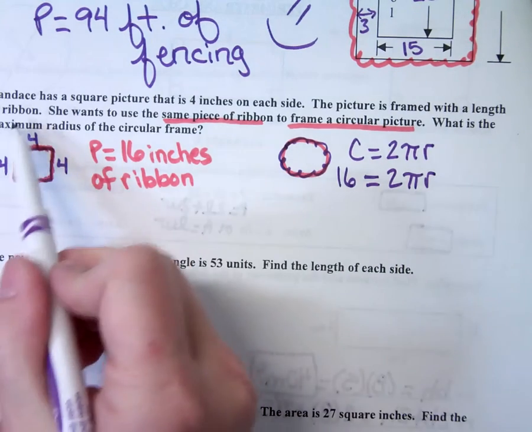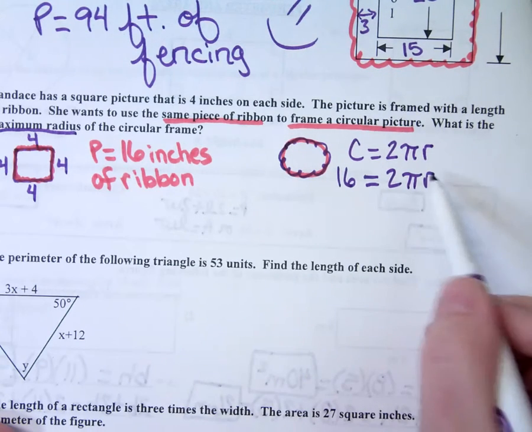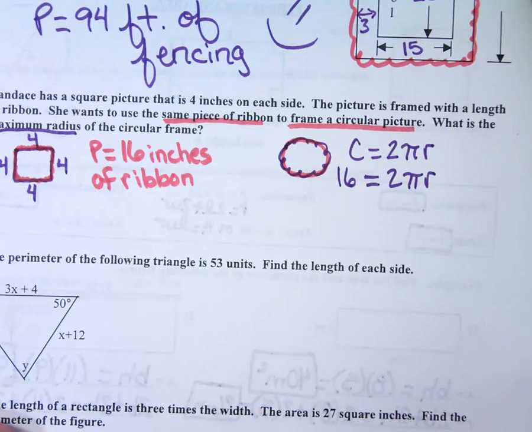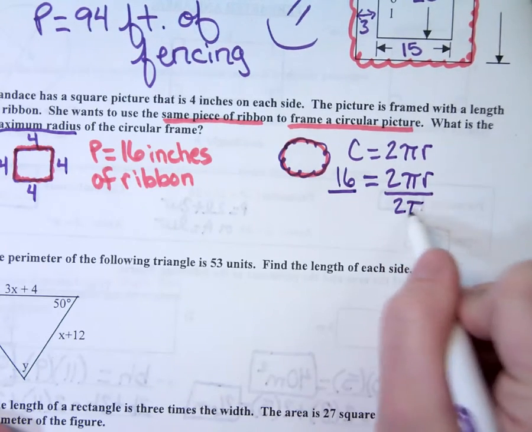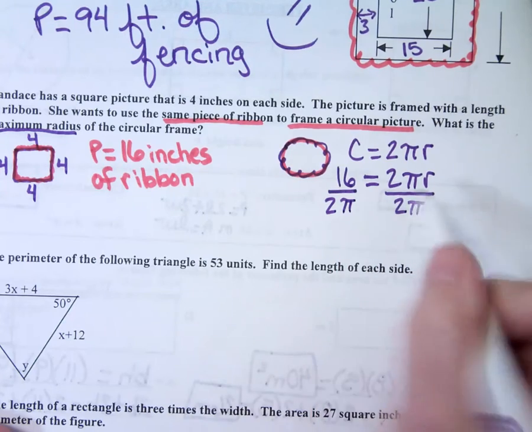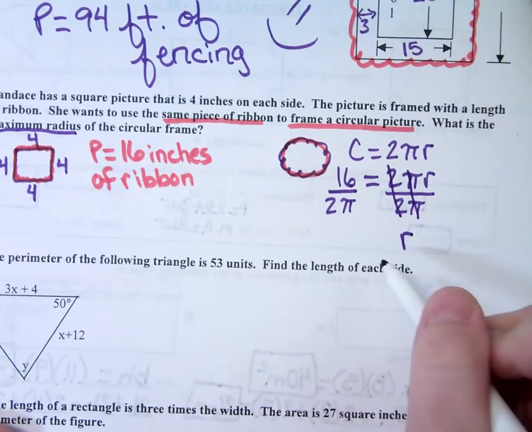Since it wants to know what the maximum radius is, I'm going to solve this equation for r. So when everything's smushed together, that's multiplication. I get rid of multiplication by dividing. So I'm going to divide both sides by 2 pi. On the right side, the 2's cross off, the pi's cross off. All I'm left with is radius.